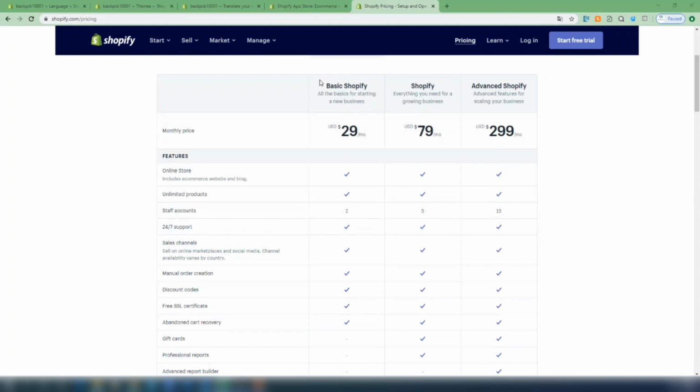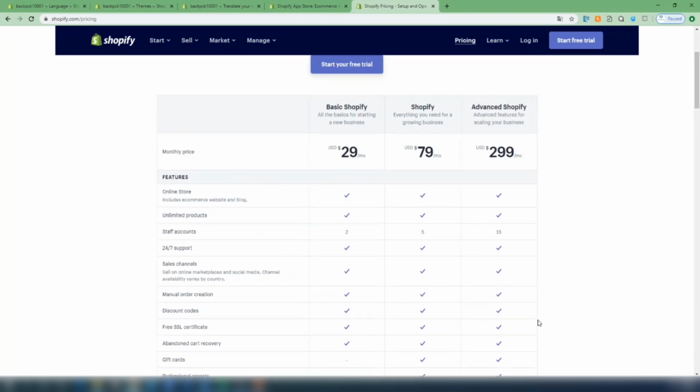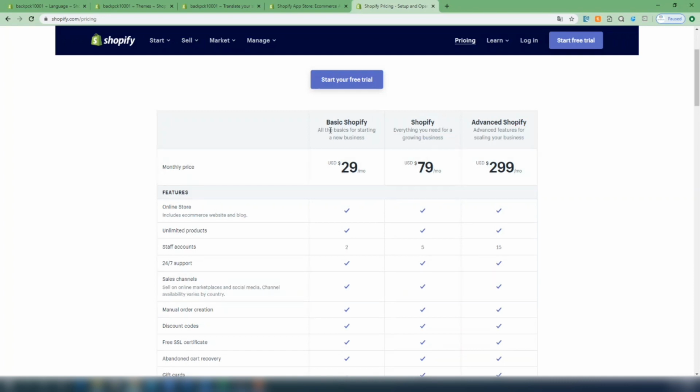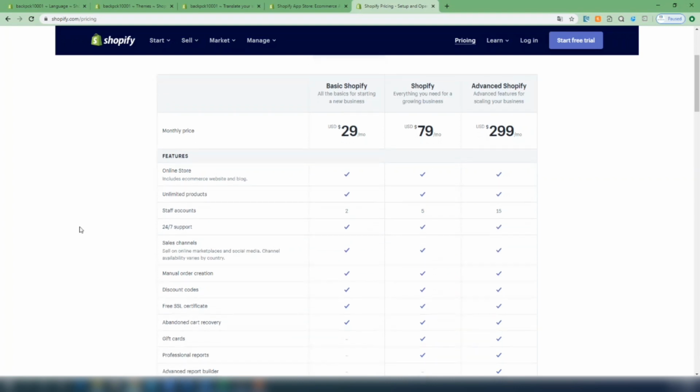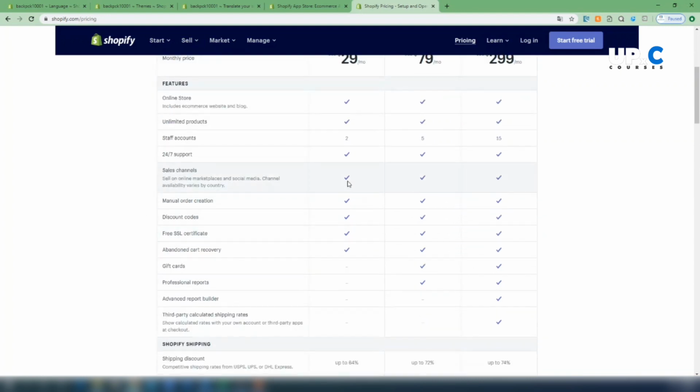Shopify offers three different memberships: the Basic, the Shopify, and the Advanced Shopify. Honestly, I suggest you start out with the basic one when you're a new business. Shopify offers a lot of interesting things: a staff account, 24/7 support, and access to hundreds of applications in their app store, as I showed you. The only things you don't have with Basic Shopify are gift cards and professional reports. That's the only difference between this one and the $79 one.